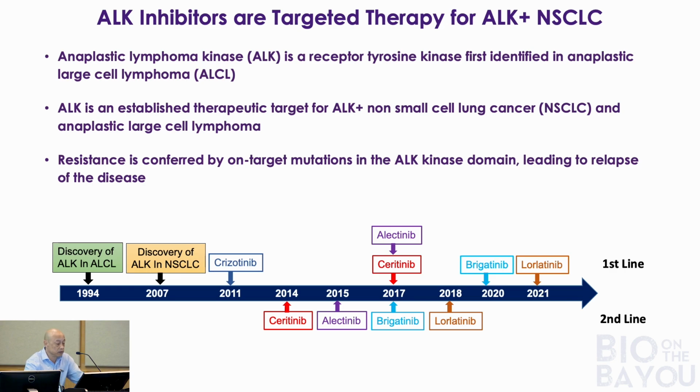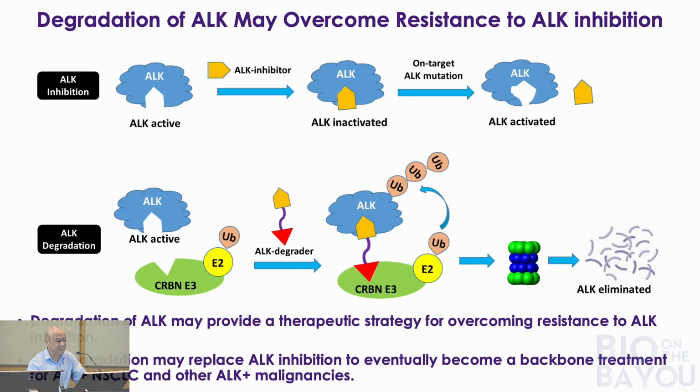But the problem persists: the resistance due to multiple on-target mutations would make all the existing inhibitors useless and less effective. So instead of inhibition, we propose a different approach. With inhibition, you put the ALK inhibitor in and try to block the signaling, but on-target mutation makes the binding less effective because it changes the shape of the binding domain, and therefore reactivates the ALK and leads to relapse of the disease.